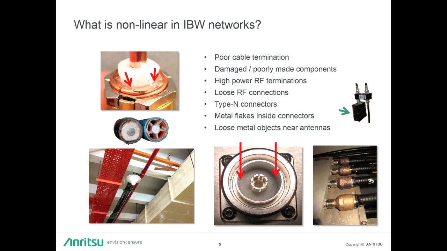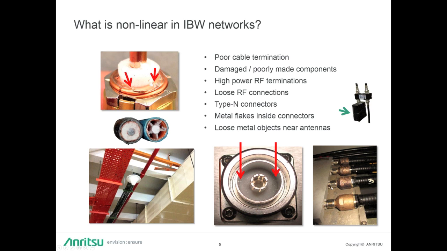Well, what can be nonlinear in an in-building wireless system? This problem, passive intermodulation, is a concern in the RF sections. So if I have poor cable terminations where I have metal flakes that were caused by the cutting process, or if I have damaged components in the system, or even things like high-powered RF terminations. By design, these can cause passive intermodulation. Loose connections too. Type N connections are typically poor for PIM. It's not that there's anything necessarily wrong with the type N interface.